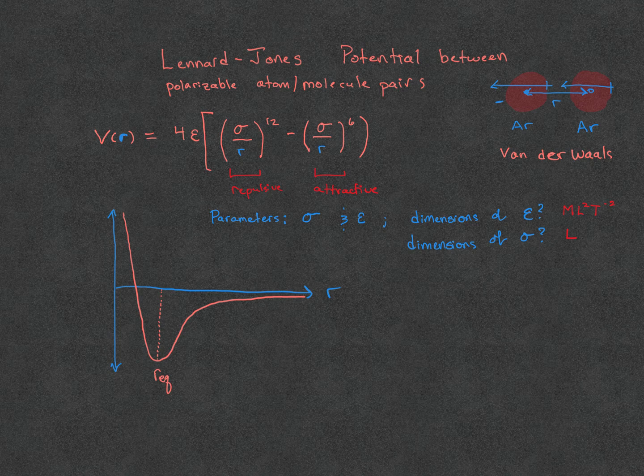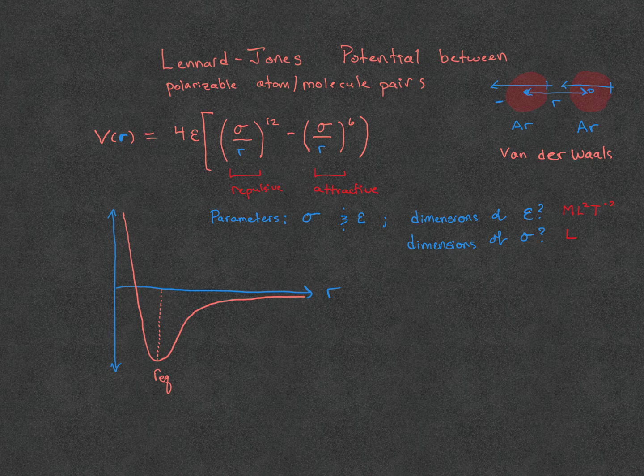So sigma has to have the same dimensions as r, and r is a length dimension. So sigma is a length dimension. So then I end up having length divided by length raised to the 12th power minus length divided by length raised to the 6th power. So I have a dimensionless quantity minus a dimensionless quantity.